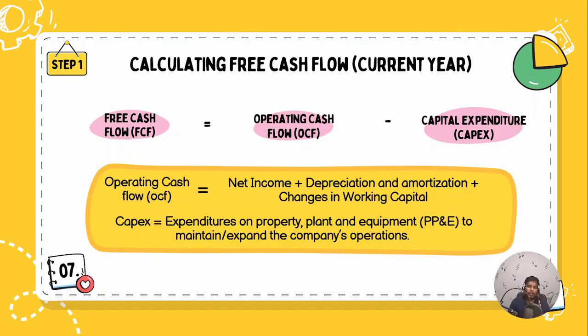CapEx is expenditure on property, plant, equipment, whatever fixed assets we have. Once we deduct the CapEx from the operating cash flow, we get the free cash flow. Free cash flow means the money the company can actually use. It's free, pure liquid money. So we got to know how we calculate free cash flow.